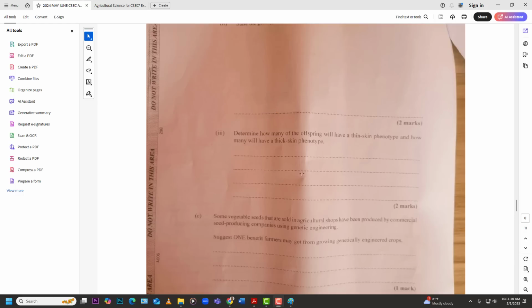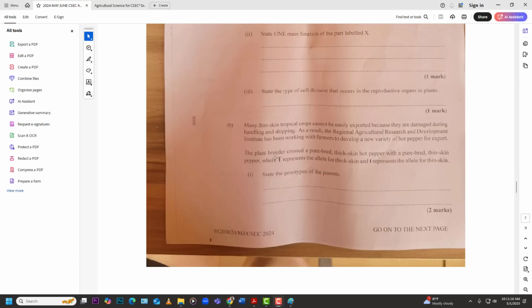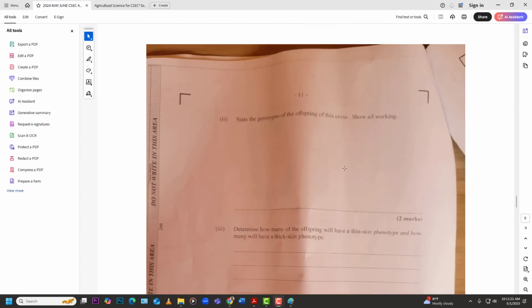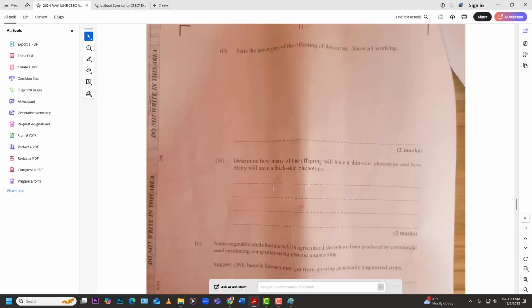Based on our workings, and we already know what is a recessive and what is a dominant gene. We know the big one is the dominant, the small one is the recessive. So if all 4 offspring are going to have the big T in front, meaning thick skin, then we can very well say all offspring are going to have a phenotype of thick skin. None will have a phenotype of thin skin. All will have thick skin and none will have thin skin based on the math.